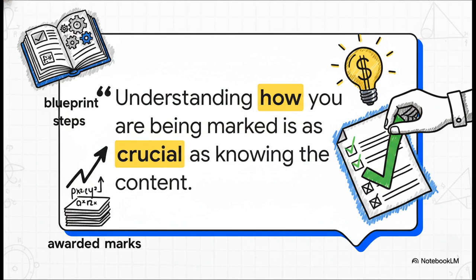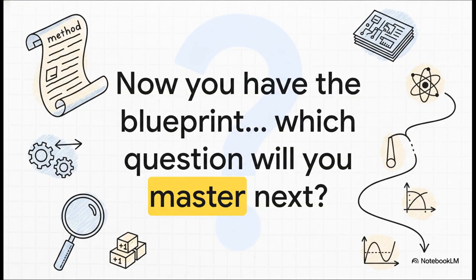It shows you exactly where the marks are, what level of detail they want, and the logical steps they're looking for. Knowing your physics gets you in the door, but understanding the mark scheme is what lets you walk out with every single point you deserve. You now have a totally new way to look at exam questions. You can see them through the examiner's eyes. You know how the marks are built up, from simple facts to killer arguments. So really, the only question left is, now that you have the blueprint, which question are you going to go and master next?